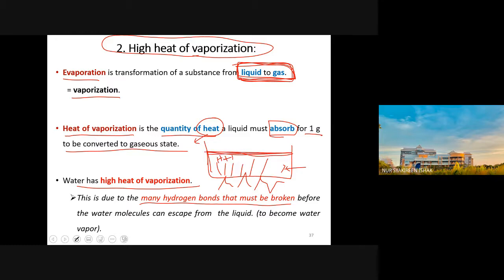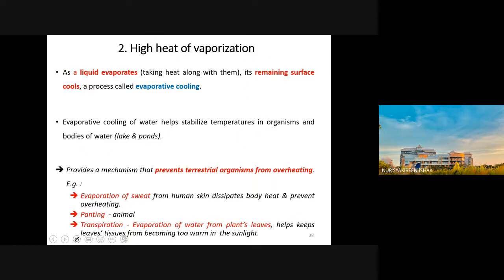As the heat reaches the surface of the water, the water molecules at the surface will break hydrogen bonds from each other to release the water molecule from liquid state to gaseous state. As a liquid evaporates, taking heat along with it, its remaining surface cools, a process we call evaporative cooling. Evaporative cooling of water helps stabilize temperature in organisms and bodies of water, such as lakes and ponds.